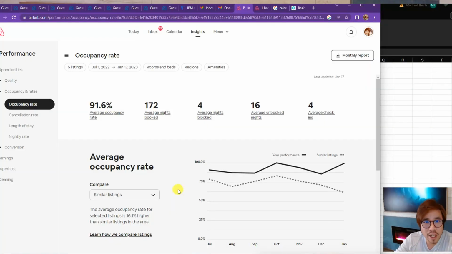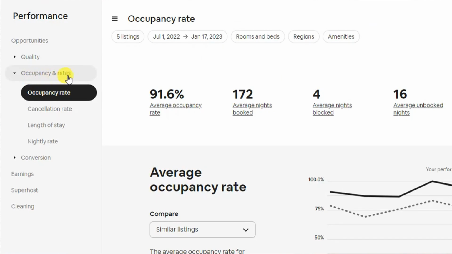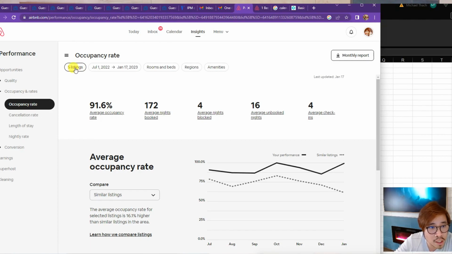Let me show you guys really quick where you can find your occupancy rate. When you log in to your Airbnb account, just go under Insights and then go under Occupancy and Rates and then go under Occupancy Rate, and then you can check out your listings over here.